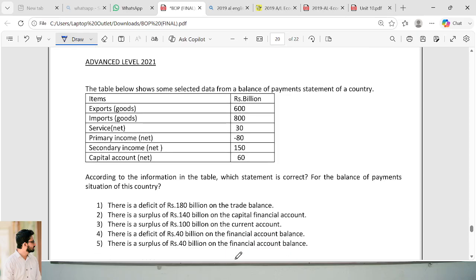Let's complete this one, the last one, right? Look at the board, sorry, look at the question and do it, I'll give you 2 minutes. The table below shows some selected data from the balance of payment statement of a country: export, import, service, primary, secondary and capital account.